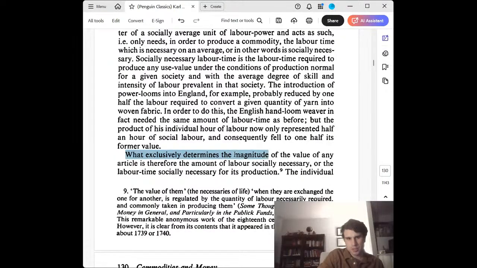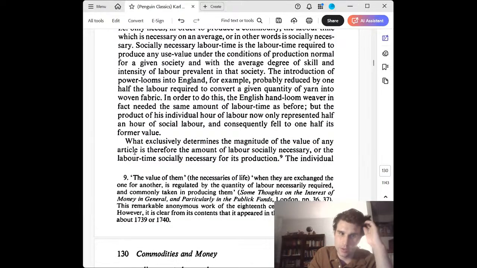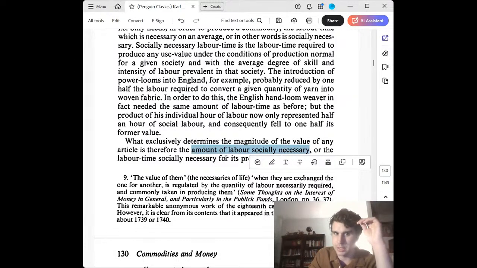What exclusively determines the magnitude of value of any article is therefore the amount of labor socially necessary, or the labor time socially necessary for its production.